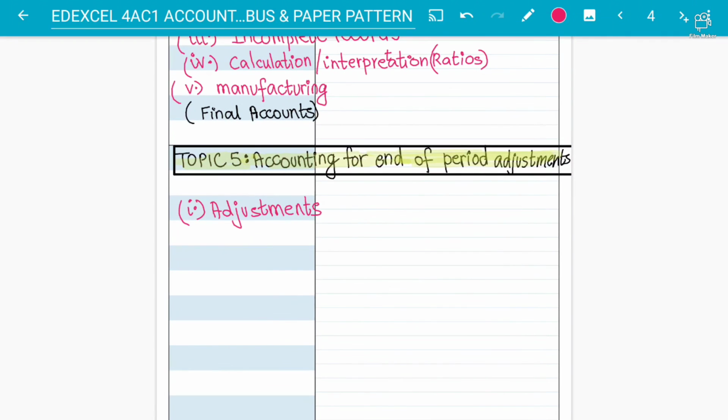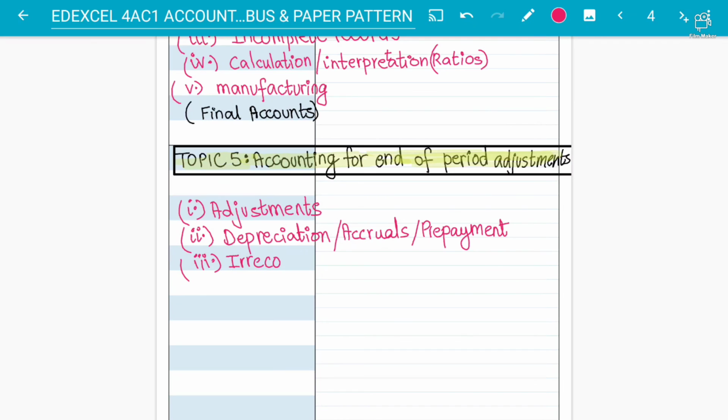So adjustments related to what? Depreciation, accruals, prepayments, other receivables and payables, irrecoverable debts. These are the things they are testing on. Also the application of accounting concepts: where will you apply the accounting concept. So application of accounting concepts is also tested in paper 2.